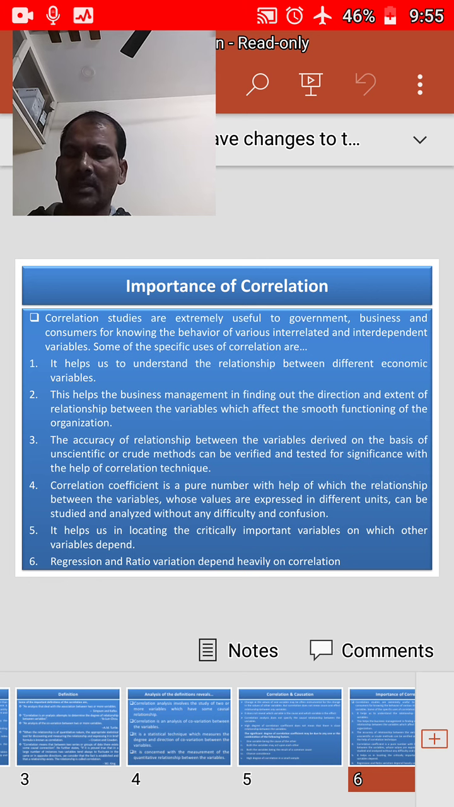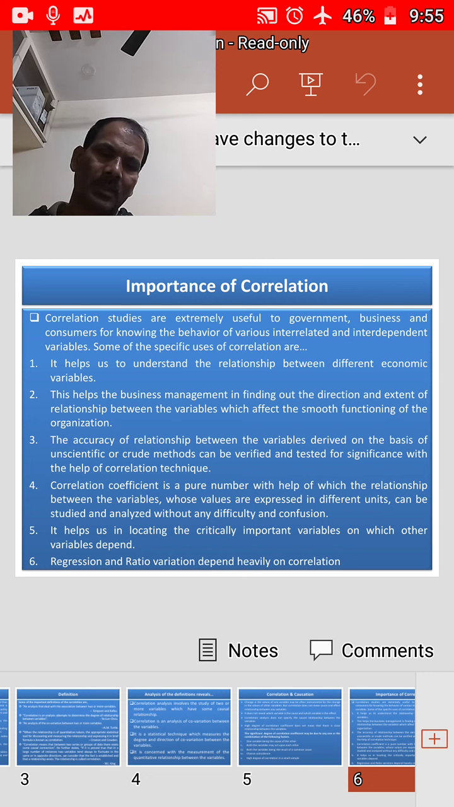Correlation coefficient is a pure number with the help of which the relationship between the variables whose values are expressed in different units can be studied and analyzed without any difficulty and confusion, right? It's a pure number, and with its help, the relationship between variables in different units can be studied without confusion or difficulty.